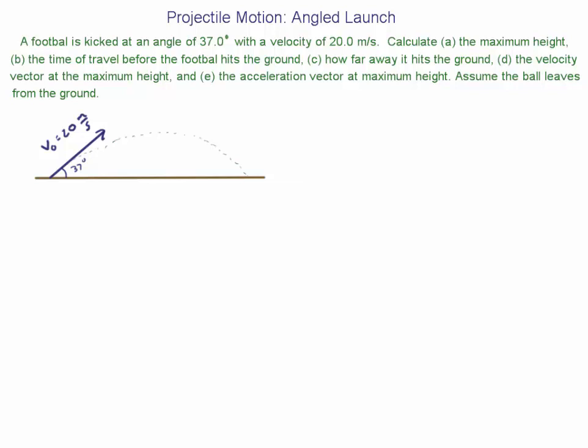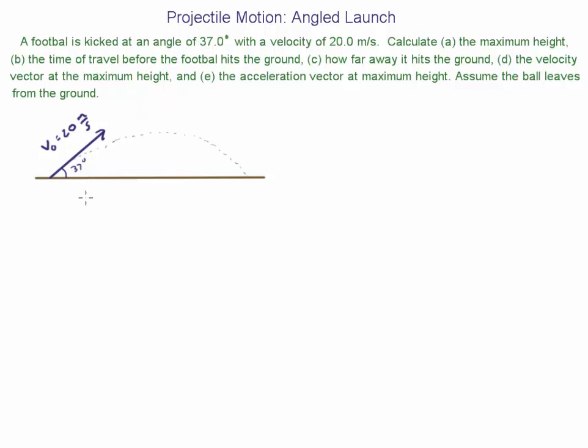Calculate A, the maximum height, B, the time of travel before the football hits the ground, C, how far away it hits the ground, D, the velocity vector at the maximum height, and E, the acceleration vector at the maximum height. Assume the ball leaves from the ground. Alright, I've gone ahead and drawn a picture of what's going on over here.